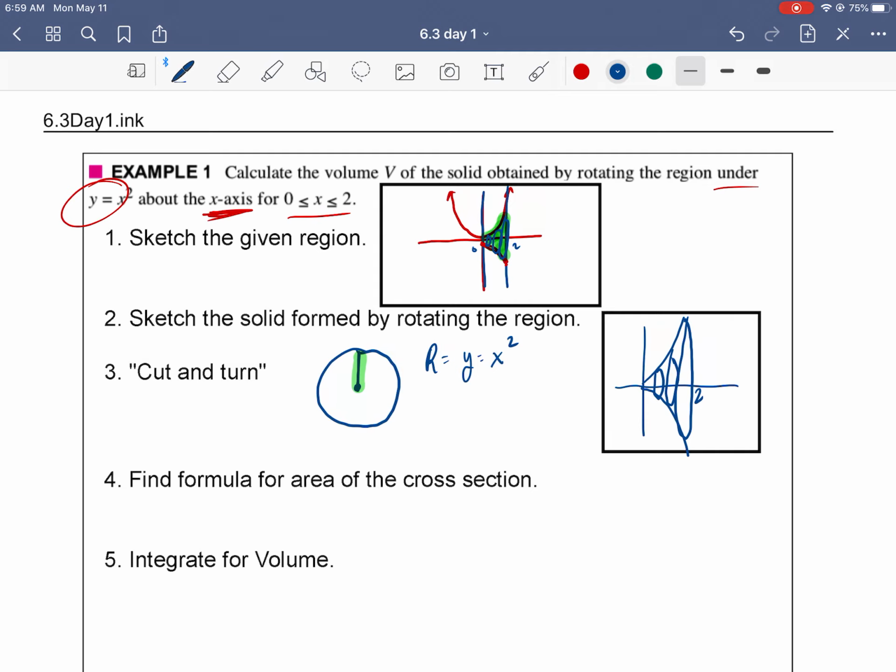Okay. So here we have our slice, we have our radius. The formula is always the same, pi r squared. In this case, r is x squared. So you could simplify this to pi x to the 4th.